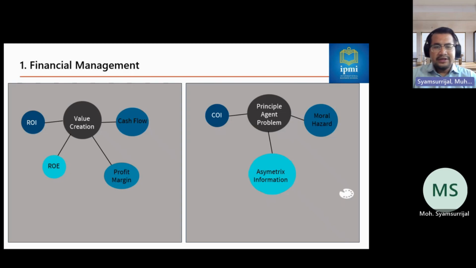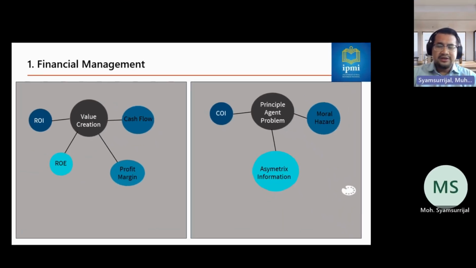Next is the principal agent problem. The relationship is often defined in formal terms described in a contract. For example, when an investor buys shares of an index fund, he is the principal and the fund manager becomes an agent. So the principal agent problem consists of three things: conflict of interest, asymmetric information, and also moral hazard.